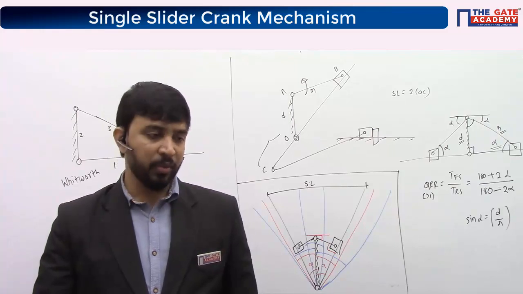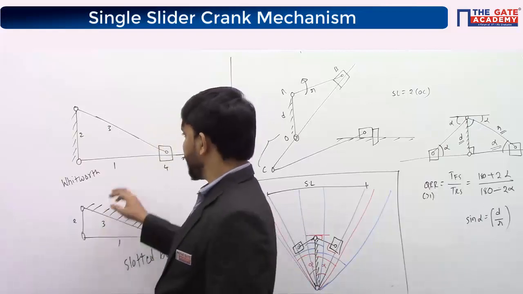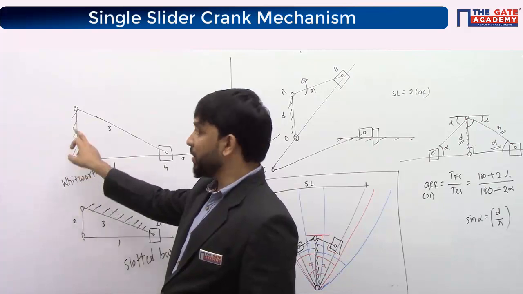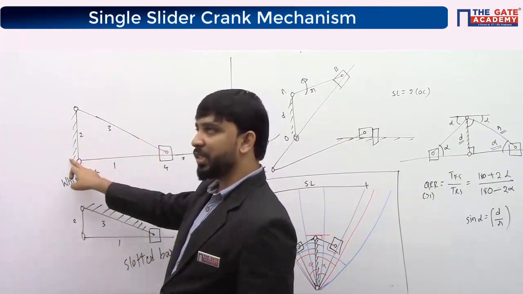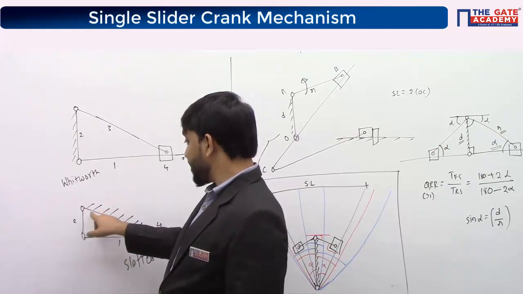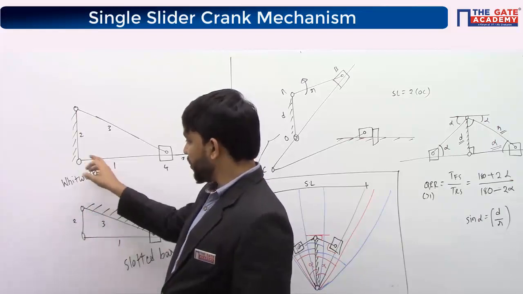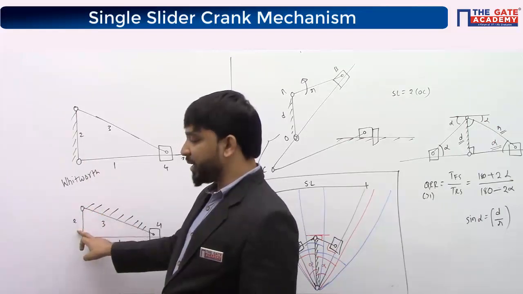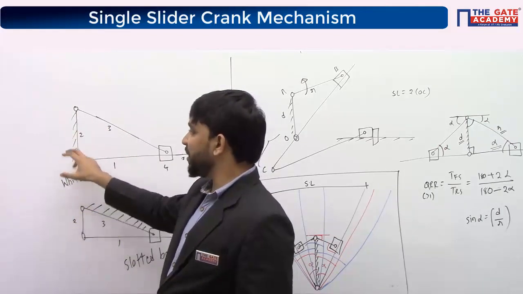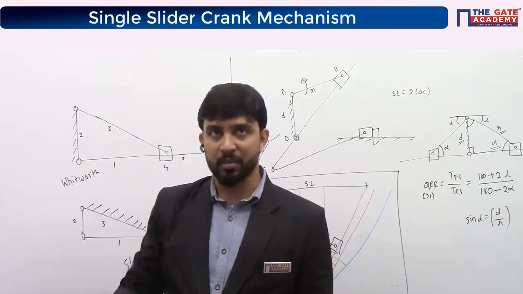So, comparison between Whitworth mechanism and slotted bar mechanism. The first comparison: in a Whitworth mechanism, link 2 is fixed, and the crank is longer than the fixed link. In slotted bar mechanism, the fixed link is longer and the crank is shorter. If the fixed link is longer than its crank, it is a slotted bar mechanism. If the crank is longer than the fixed link, or the fixed link is shorter than the crank, that's a Whitworth mechanism. So that's one difference.